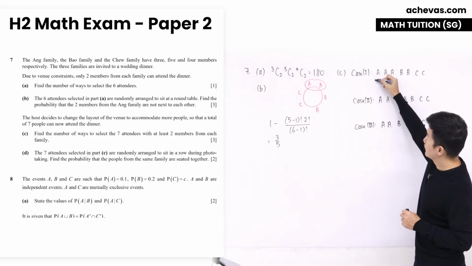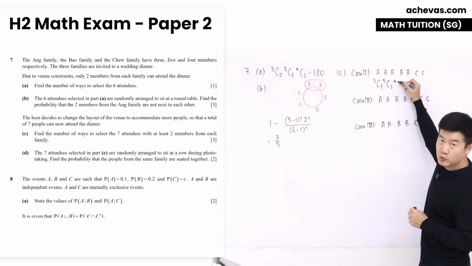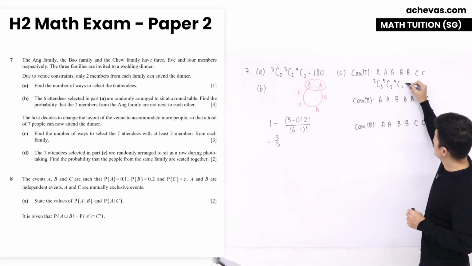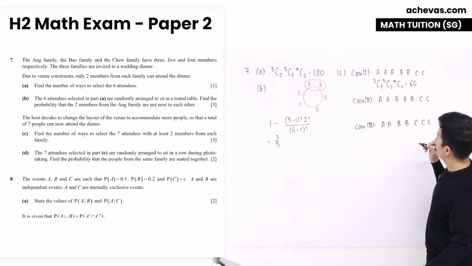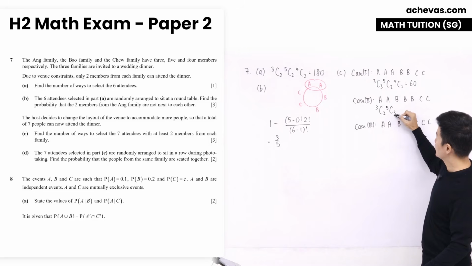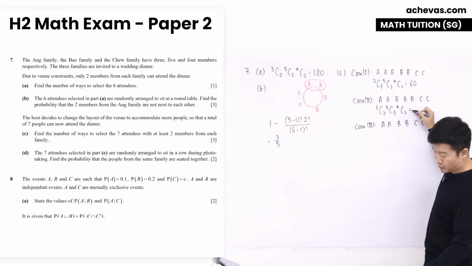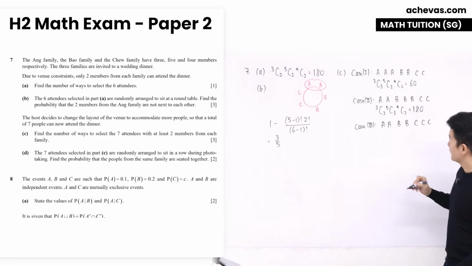To calculate this, there are 3 members from the Ang family, we are going to choose all 3. 5 members from the Bao family, we're going to choose 2. And 4 members from the Chu family, we're going to choose 2. This is going to be equal to 60. This. Out of 3 from Ang, we're going to choose 2. 5 from Bao, we're going to choose 3. And 4 from Chu, we're going to choose 2. This is equal to 180.